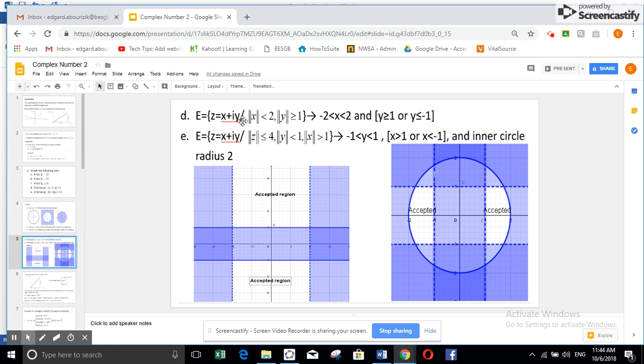Similarly, y is the imaginary part, bigger or equal to 1. You know, the absolute value of y bigger or equal to 1 in grade 10 means y bigger or equal to 1 or y less or equal to minus 1. So I graph y equal to 1, I graph y equal to minus 1, not dotted but bold because I have equal. I want the region outside, bigger than 1 or less or equal to minus 1. So I shade here, and I'm left with these two regions.